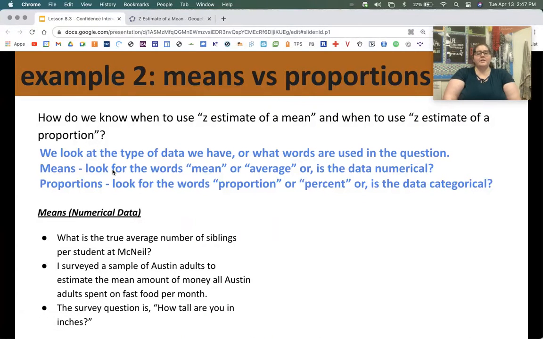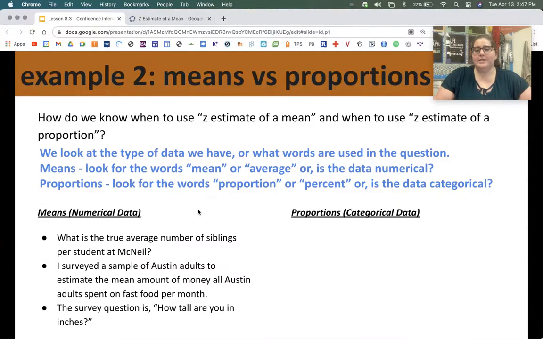This last example, the survey question is, how tall are you in inches? Well, that one doesn't have the word mean or the word average, but how tall are you in inches? That data is numerical. That's a number. So I know because it's numerical data that it's going to be a problem dealing with means or averages.